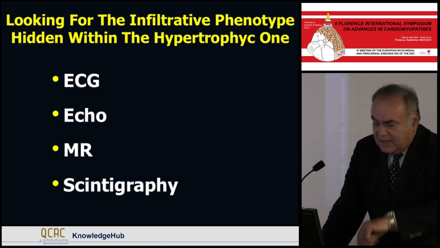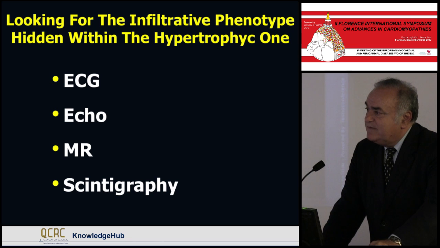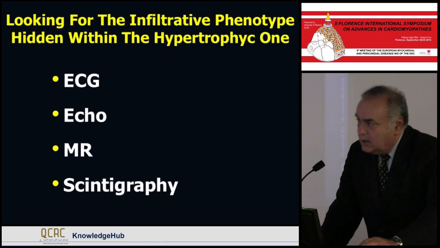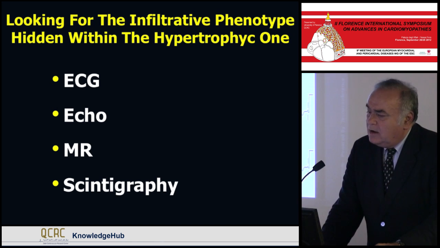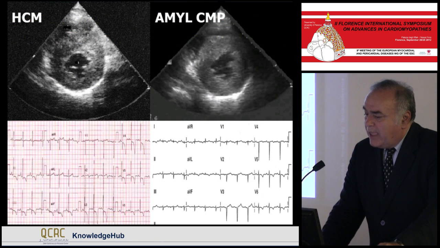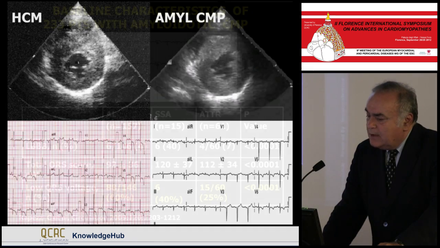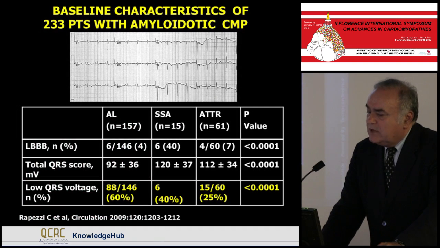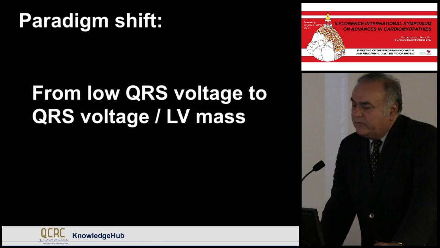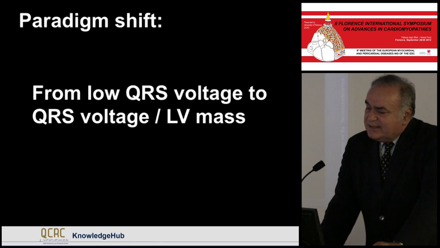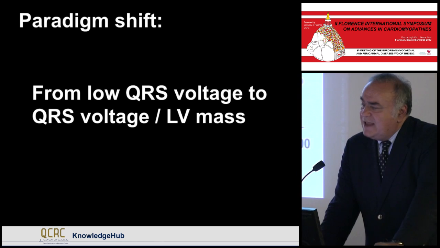Very briefly, is the electrocardiogram important in order to make the differential diagnosis? Absolutely yes. We have to look for the infiltrative phenotype hidden within the hypertrophic one. We know that low QRS voltage is an important tool for differential diagnosis, but unfortunately, low QRS voltage is frequent only in AL amyloid, and the frequency is definitely low in transthyretin-related disease. So we have to move from the concept of low QRS voltage to another concept, the relationship between QRS voltage and LV mass.